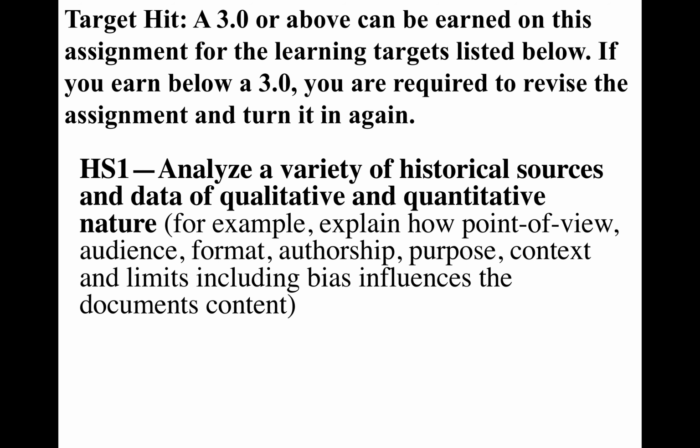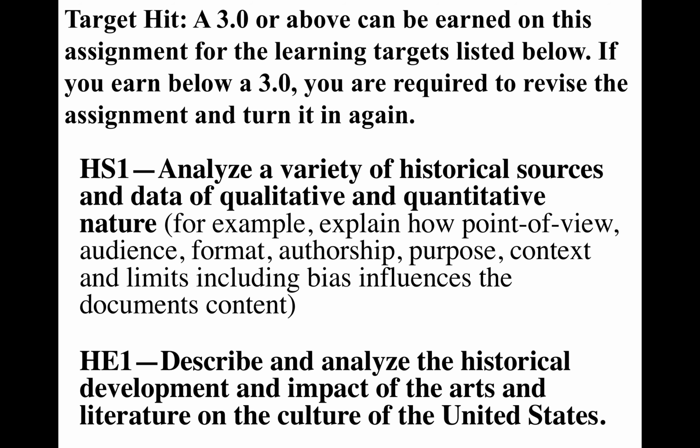The target that's hit here, that you can earn a 3.0 or above on, is this. HS1. Analyze a variety of historical sources and data of qualitative and quantitative nature. This is the exact same learning target as the previous assignment. It asks you to explain how point of view, audience, format, authorship, purpose, context, and limits, including bias, influences a document's content.